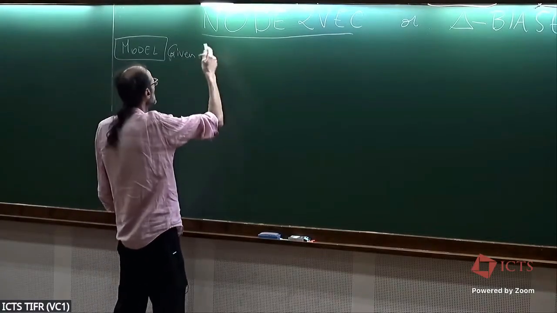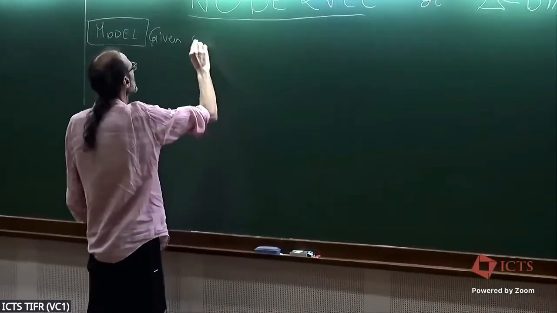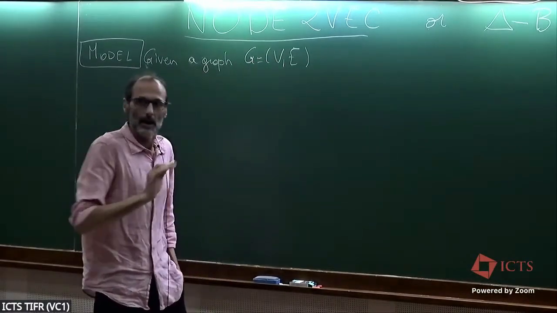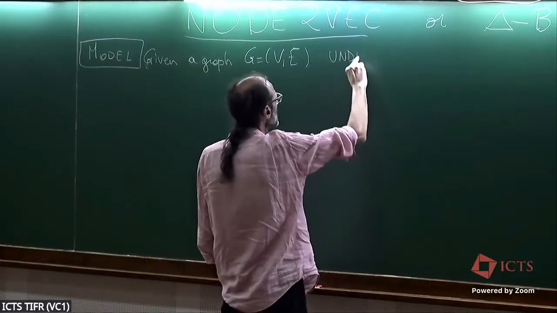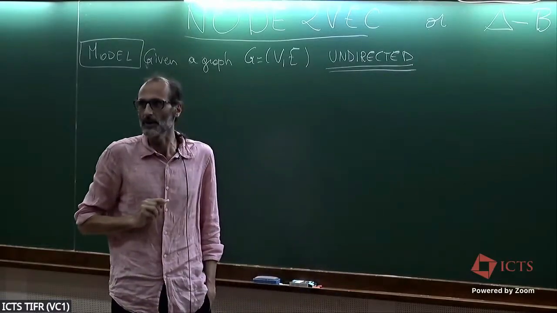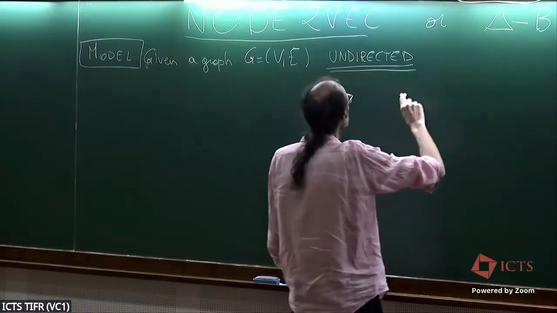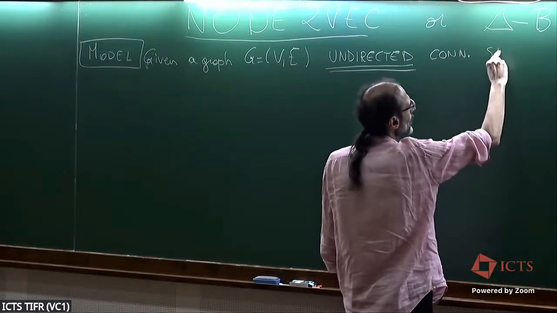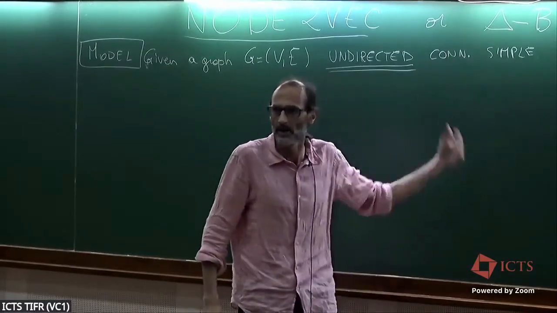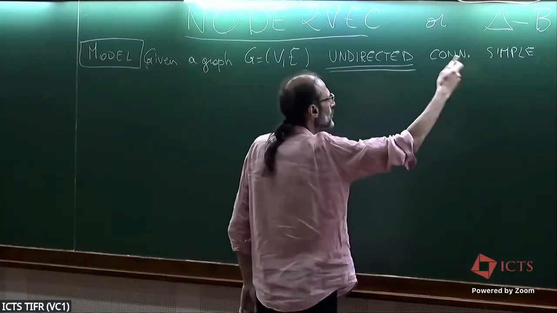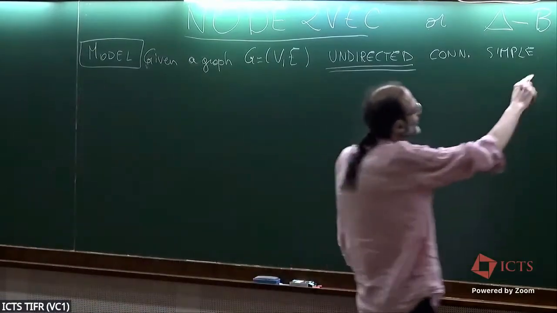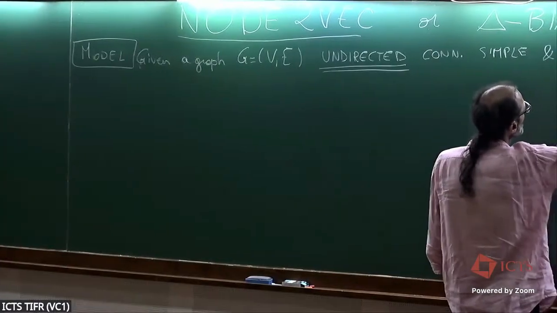You are given a graph G, with vertex set and edge set, and I will assume that the graph is undirected, and this is a delicate assumption. Most of what I will say will no longer be true if the graph is directed. Undirected, connected, and simple. By simple, I mean there are no multiple edges or self-loops. But these two assumptions you can easily weaken; all I will say is more general than connected and simple. So you have a given graph, undirected, connected, and simple, and you are given 3 parameters: alpha, beta, gamma.